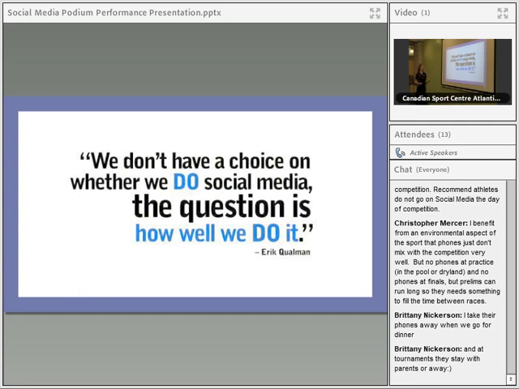So I found this quote, and I think it's important to consider because we have to work with it in some way. There's not going to be an ideal situation where they're not on social media and where it's not affecting them in some way, positive or negative. So we don't have a choice on whether we do social media. The question is how well we do it.